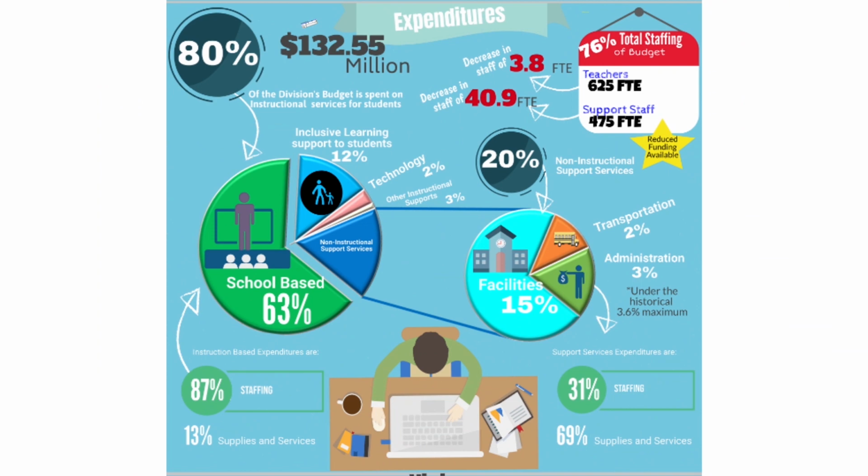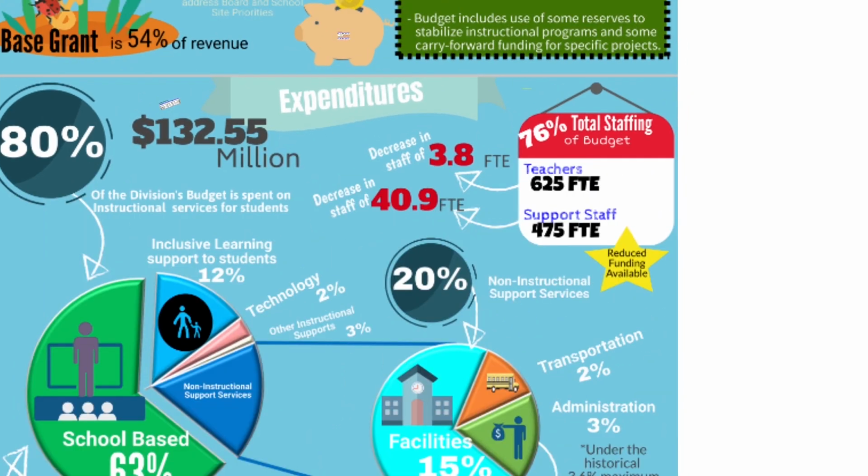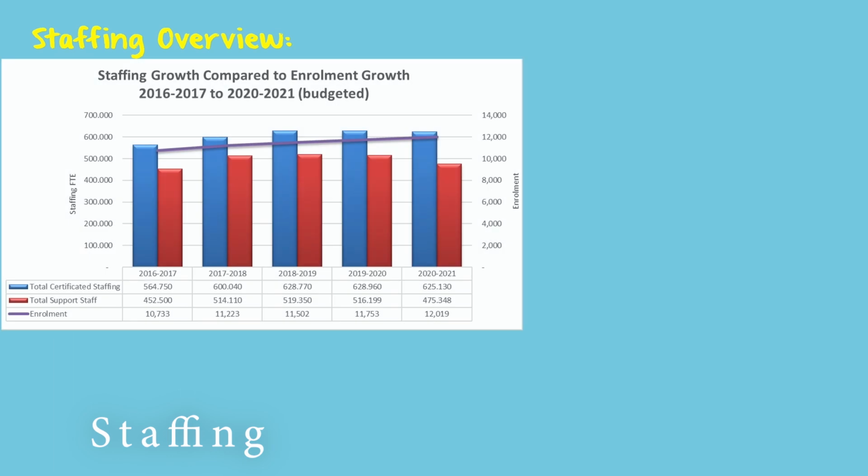Based on the available funding and allocations, the division is projecting to have expenditures of $132.55 million, balancing these operational budgets. The most significant component to the division's costs is staffing. As shown in the chart, the division has had both growth in student enrollment and overall staffing levels. However, there is a reduction in the current year budget as a result of the limited funding available.